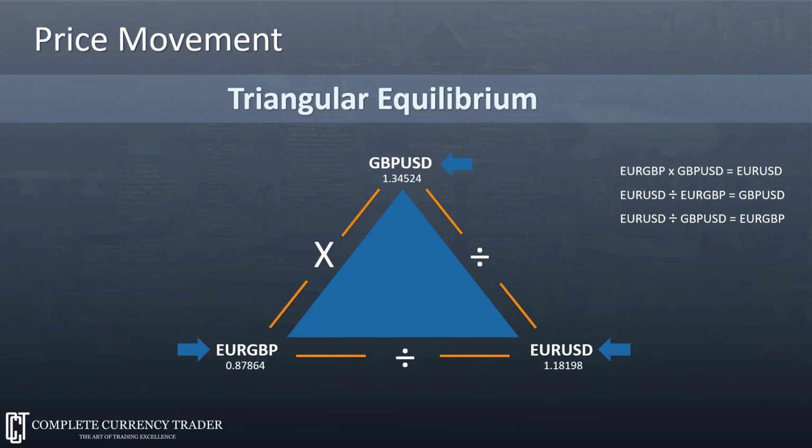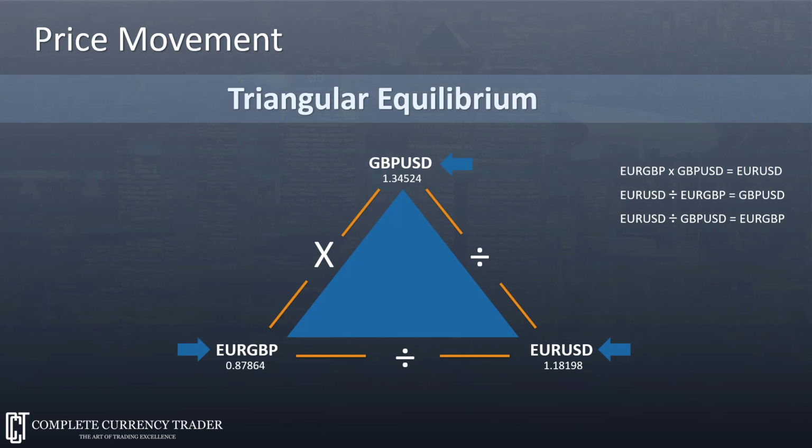So what does that mean? Well, it means if the price on the pound US dollar changes because people have been buying and selling that pair, the other two pairs also have to change. That is a mathematical fact in the Forex market. All of the pairs have this kind of triangular relationship with two other pairs, and they always have to be in equilibrium.